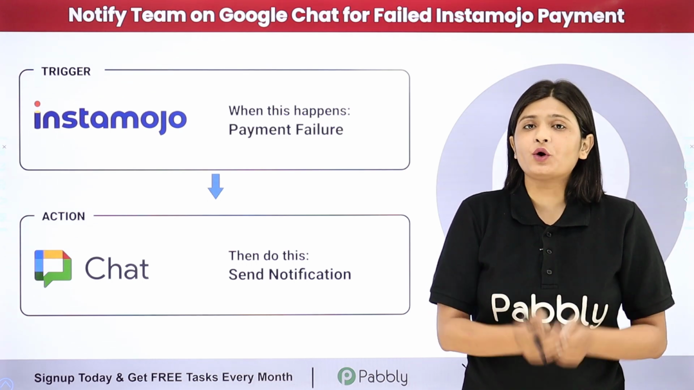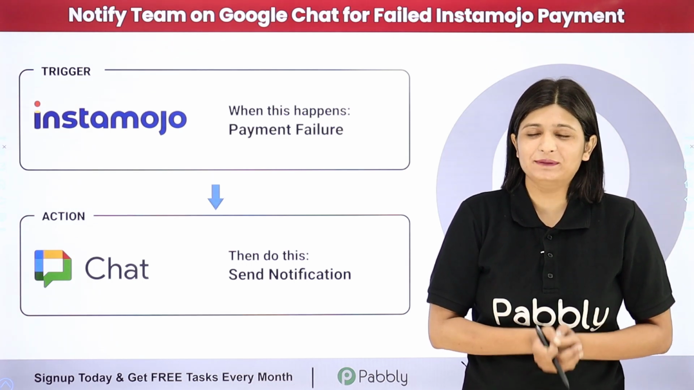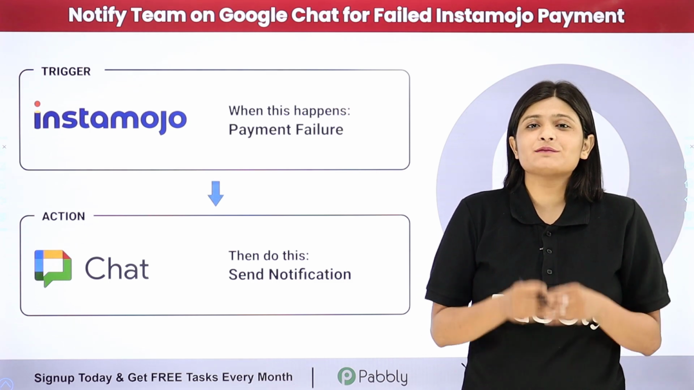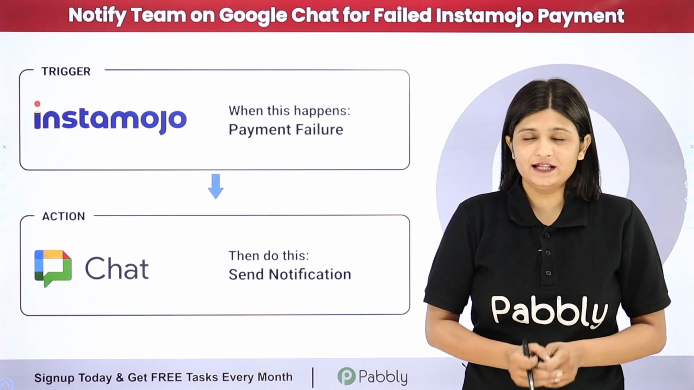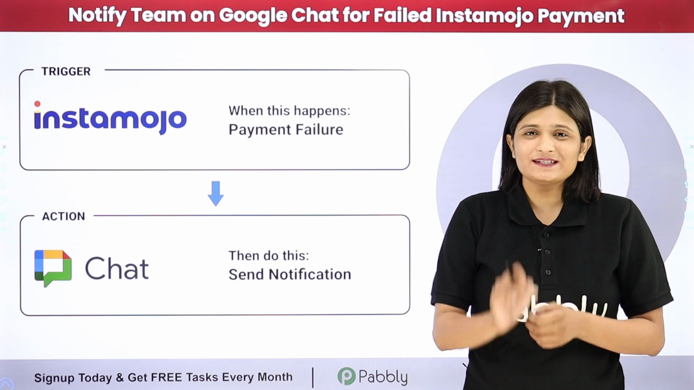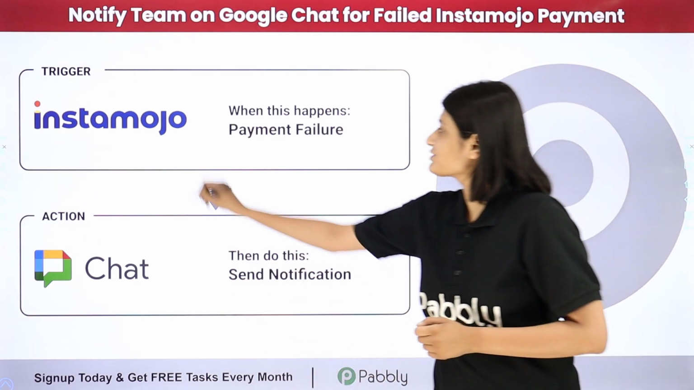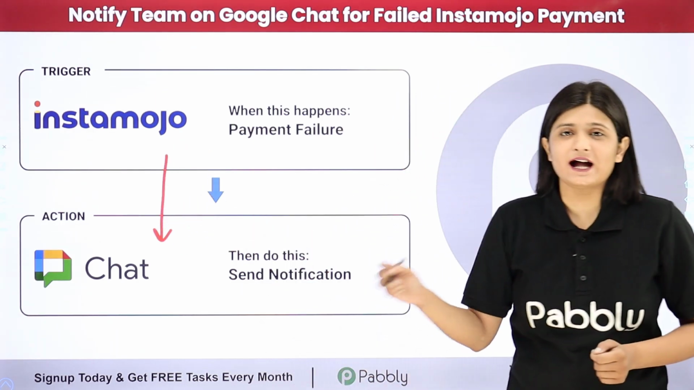As I completely want to automate this process, I am going to use Pabbly Connect. So Pabbly Connect is an amazing automation and integration software which requires no coding or programming skills. Here I just need to build connection between Instamojo and Google Chat Hangout.